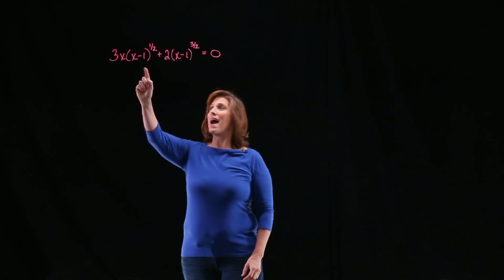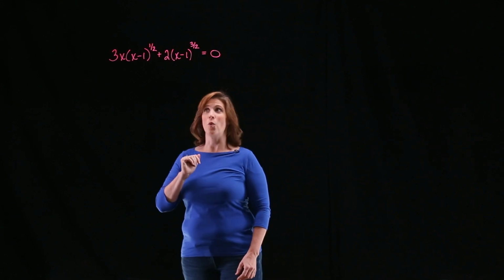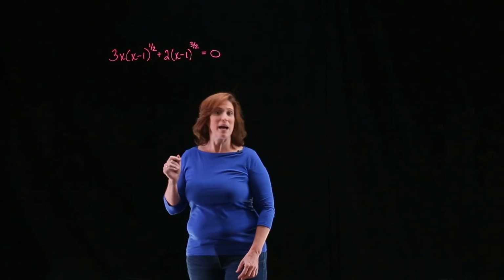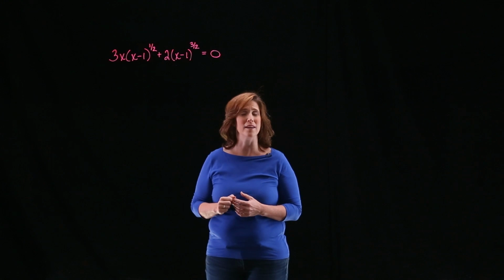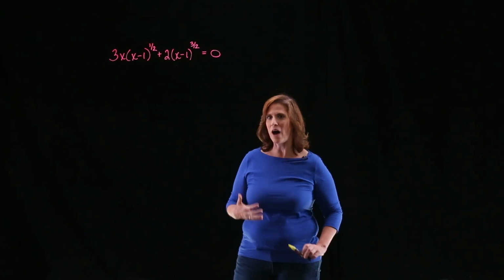We have 3x times the quantity x minus 1 to the 1/2 plus 2 times the quantity x minus 1 to the 3/2 equals 0. Typically, what I'm going to want to do is factor this, but sometimes it's a little confusing because I see that I have a common factor of x minus 1, but it's raised to a fractional exponent. So before we begin, I just want to review a little bit about how we factor in general.